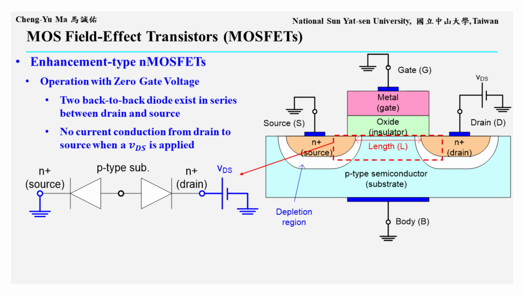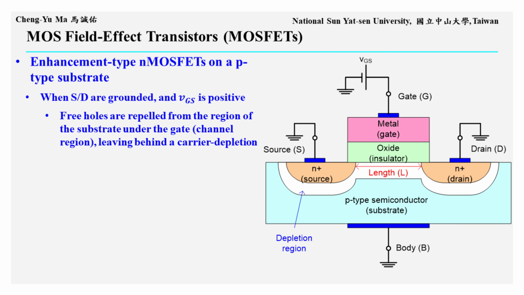If a drain-to-source voltage, VDS, is applied while the gate voltage is 0, there is still no conducting path between source and drain. This is because the two back-to-back diodes between source and drain block current conduction. Now suppose both source and drain are grounded and a positive gate-to-source voltage, VGS, is applied.